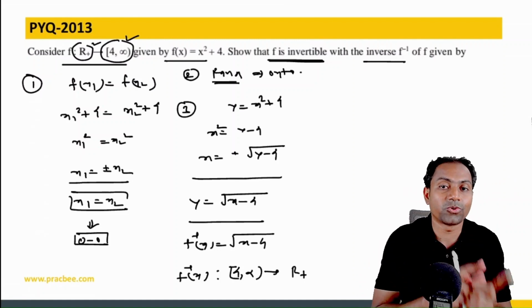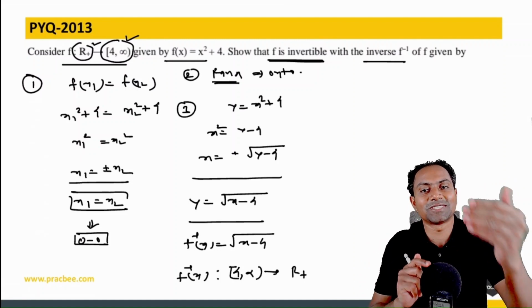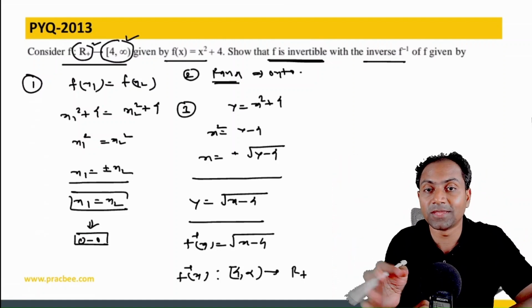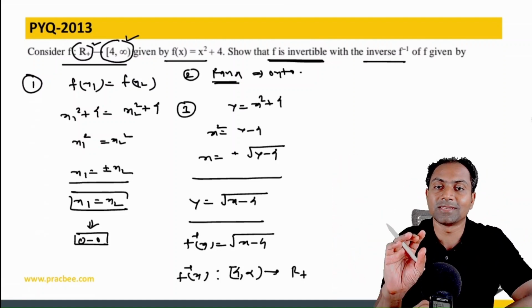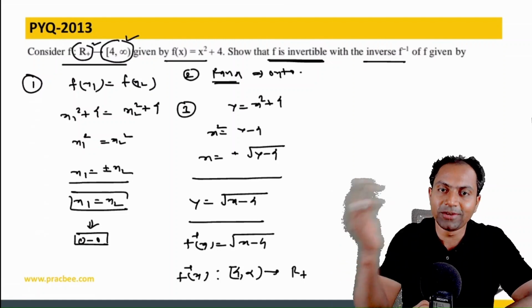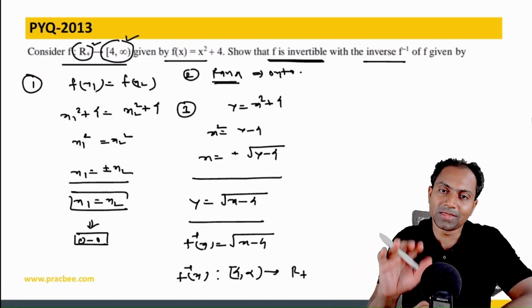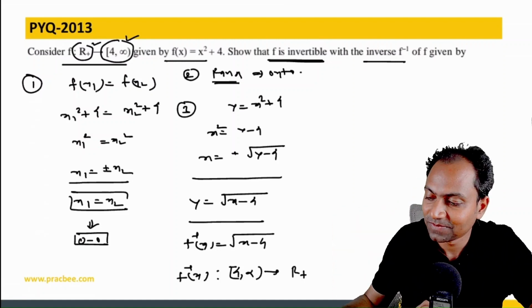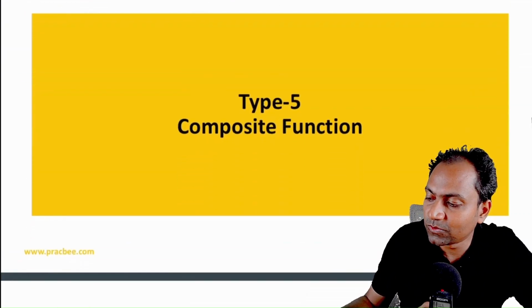Before that, check onto and one-one in order to check whether it is a bijective function or not. For non-bijective functions, like many-one onto, or one-one into, or many-one into, in such kind of functions, your inverse will not exist. Now let us move towards the next problem type.